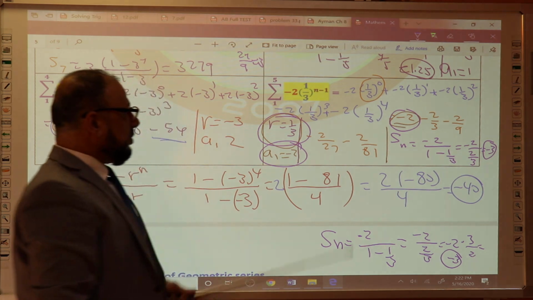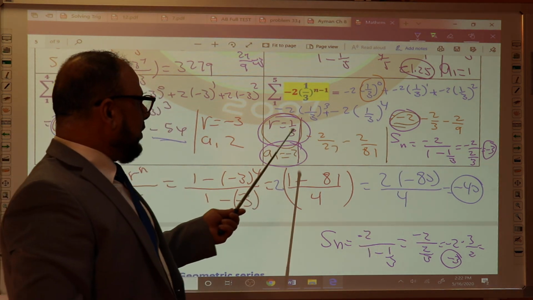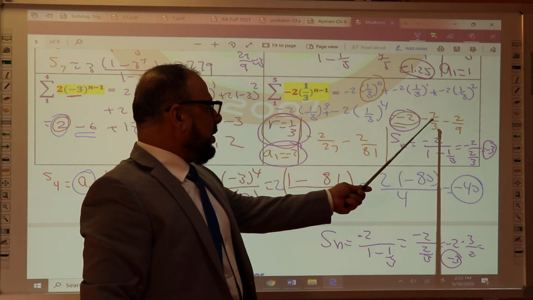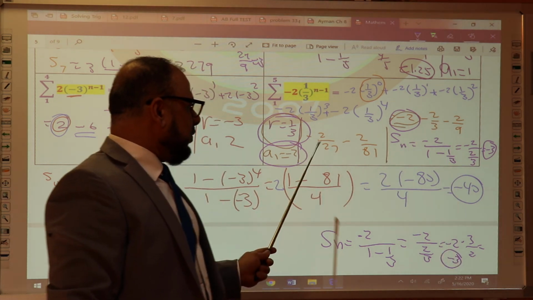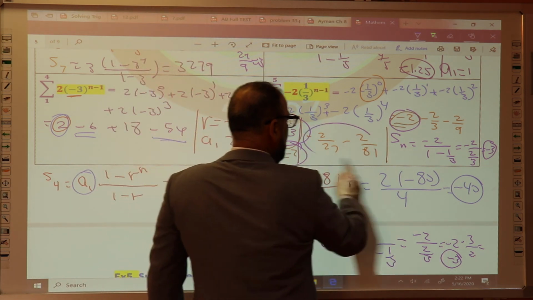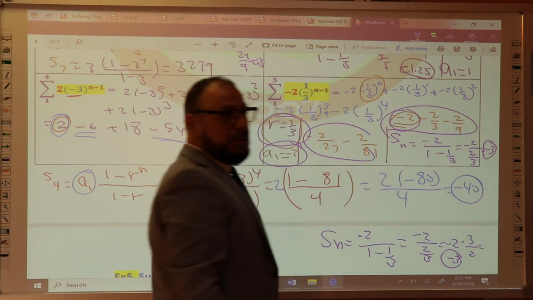If you want to make sure of my answer, you can add yours here. Negative 2, this here, negative, you see that? Negative 2/3, negative 2 over 9, negative 2 over 27, negative 2 over 81, add these terms. And you will get the answer.